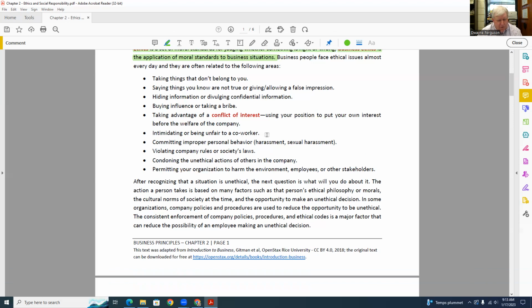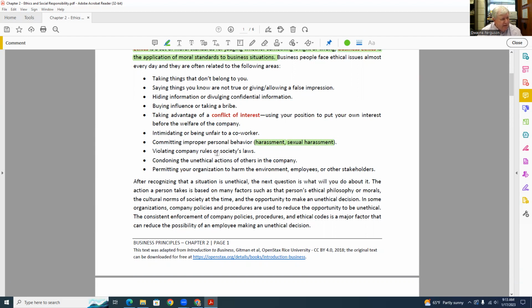Intimidating or being unfair to a coworker. This could be anything. It could be bullying, which we see quite often now, or harassment. I wrote both of those in here, like harassment or sexual harassment. But it could be something as simple as assigning someone less desirable work schedules or assignments, maybe not applying the pay scale fairly, not applying equal pay for equal work.